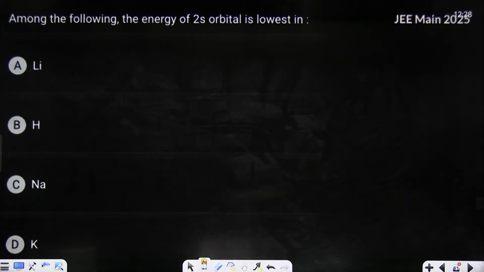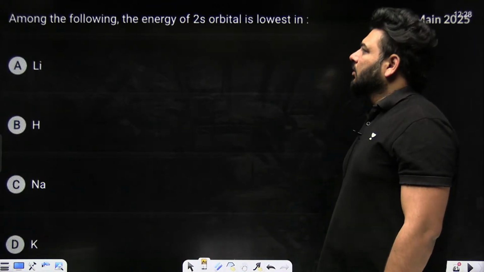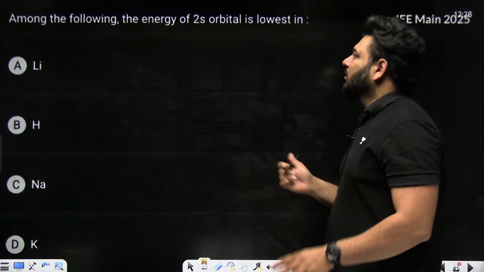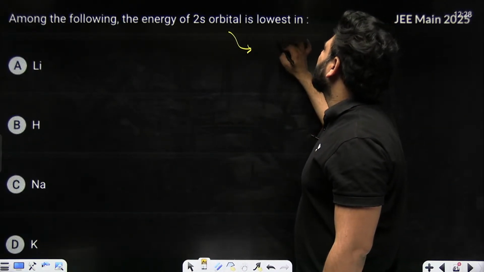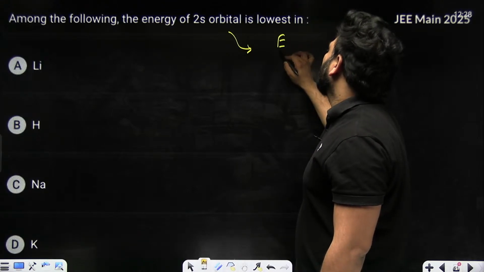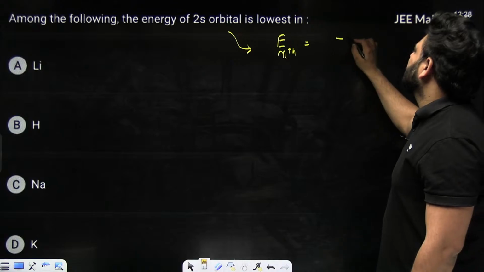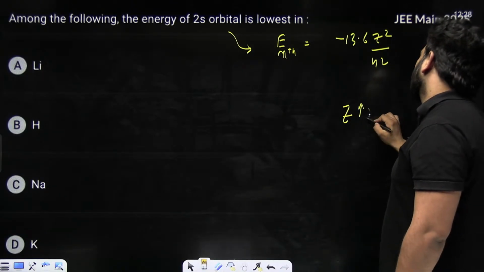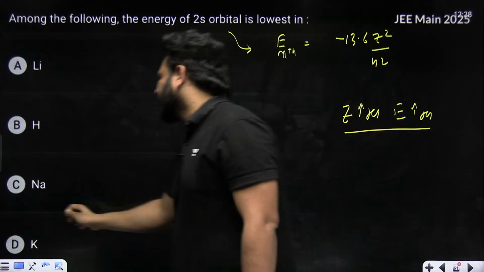So guys, we'll have to think of this question first. The energy of the 2s orbital should be lowest in. You can connect it with Bohr's model of energy: the energy of the nth orbit is equal to 13.6 Z squared by n squared. So as Z increases, energy increases. You can apply this funda as of now. I don't see any other further explanation.